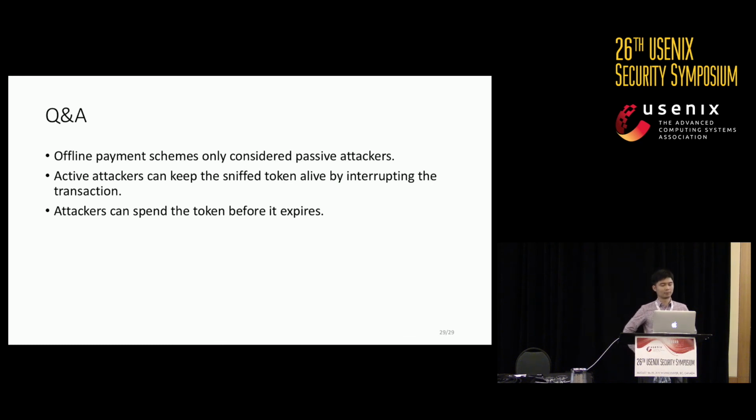As a summary, we found that offline payment schemes only considered passive attackers. An active attacker can keep the sniffed token alive by interrupting the legal transaction, and the attacker can spend the token before it expires at another place to steal money from the victim. That's the end of my presentation. Any questions?